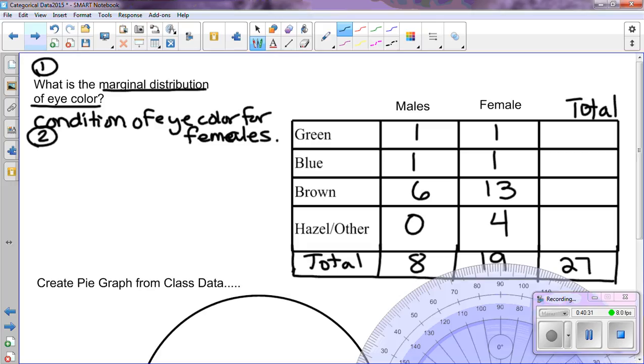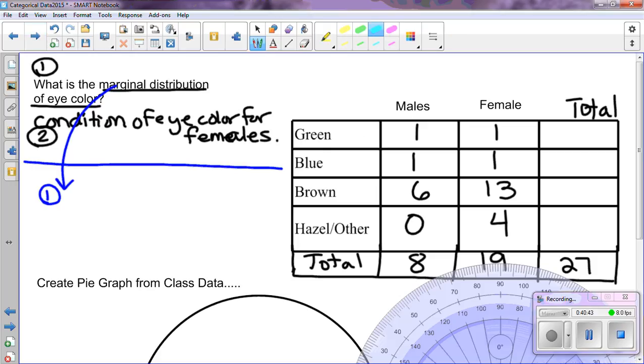So we're going to start by creating a marginal distribution of eye color. So let's start with number 1. Okay? So marginal distribution, if you remember, we're going to have to find percentages. We're doing eye color here. So we're looking at this margin here, because that's the eye color margin. So we'll obviously have to do some counting. We have 2 green-eyed people in the class. We have 2 blue-eyed people in the class, 19 brown-eyed, and 4 of us eye-changing colors.